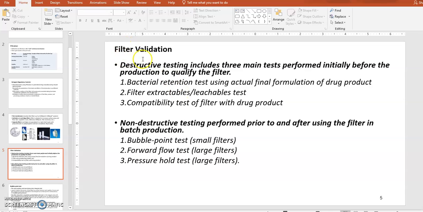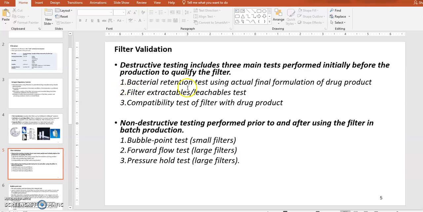In terms of validation method, there are two kinds. One is considered destructive testing. What it means is when you do your testing, your filter should be sacrificed, because testing itself is destructive to the filter itself. So you have to use a filter for your testing, and that's it. There are three main tests that you consider destructive testing.